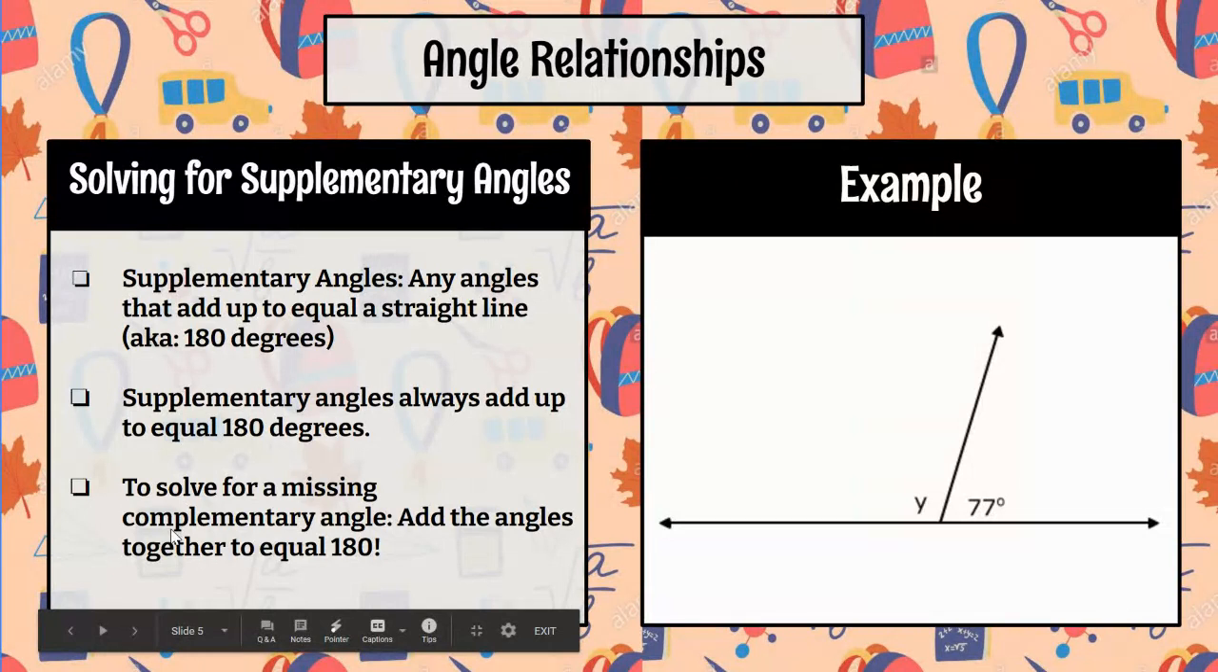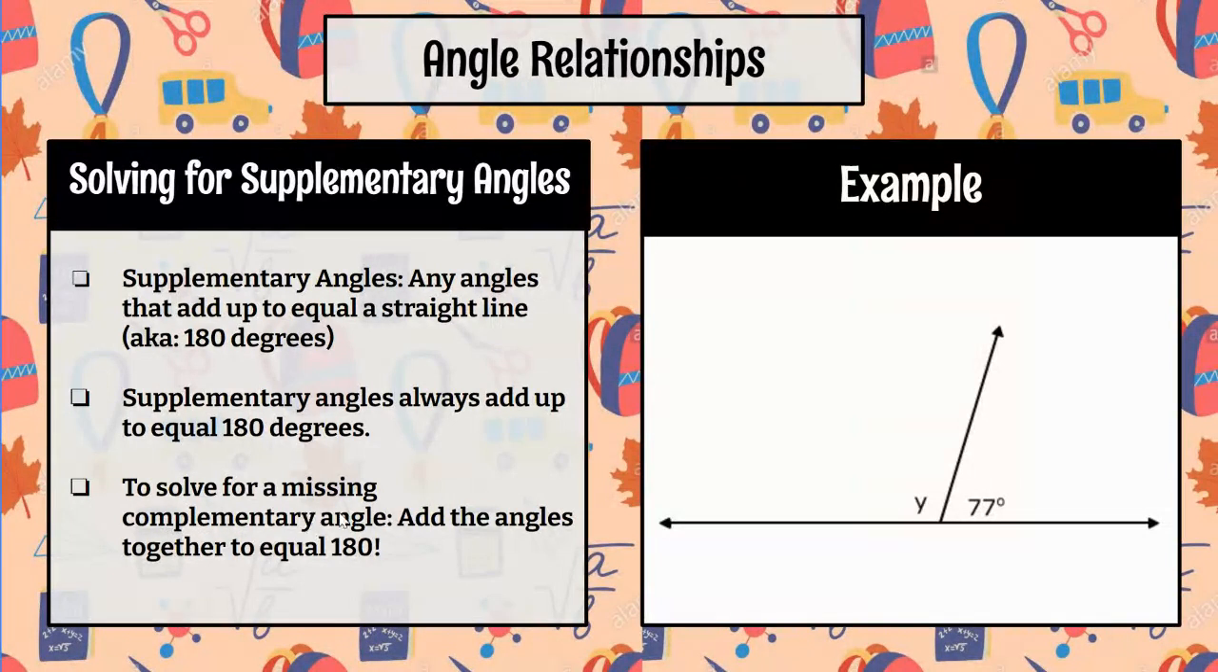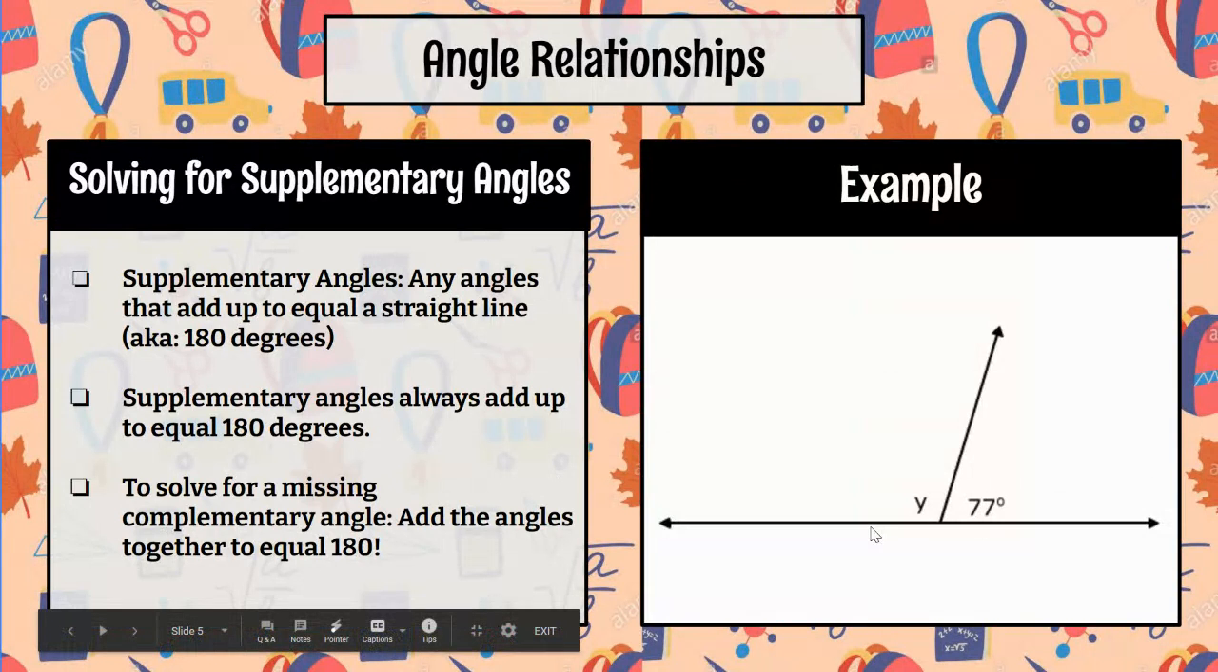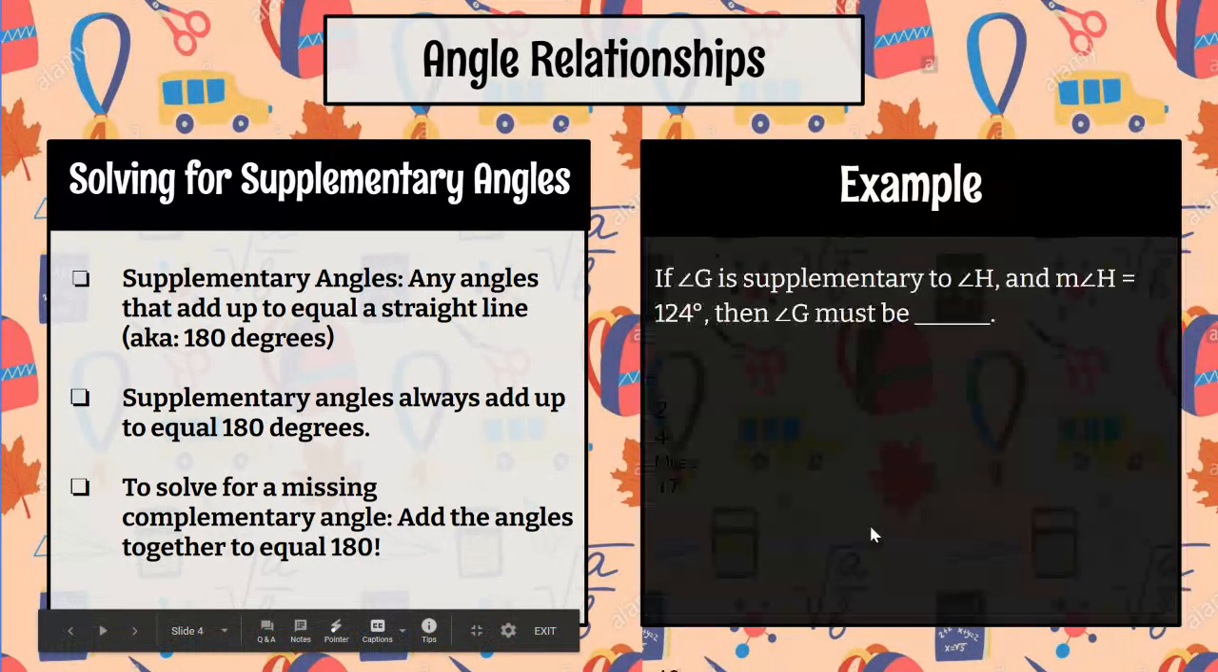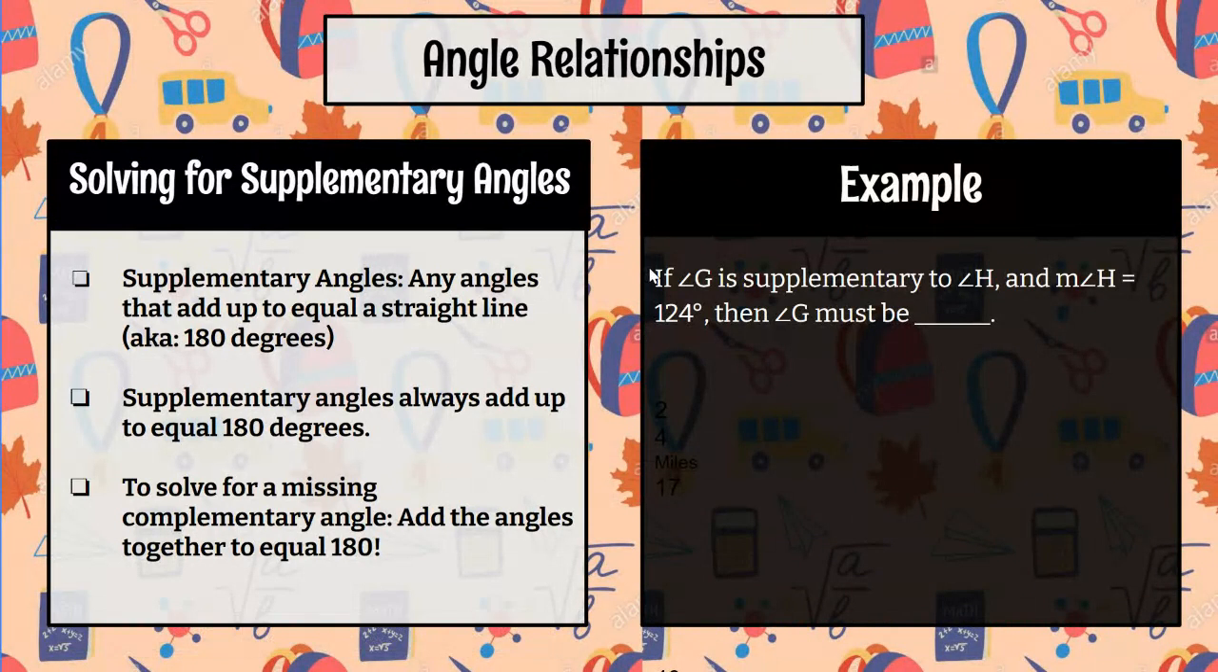So to be able to solve for, sorry, this should say supplementary. To solve for our missing supplementary angles, you are going to add them together to equal 180. Okay, so here's my first example. And like yesterday, grab a piece of paper, grab a pencil, and do this work with me.